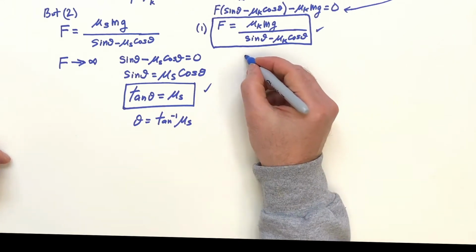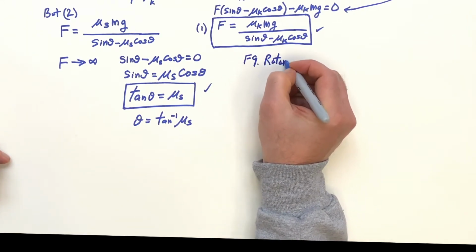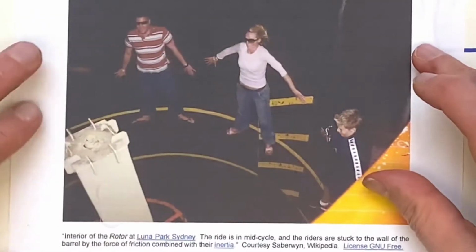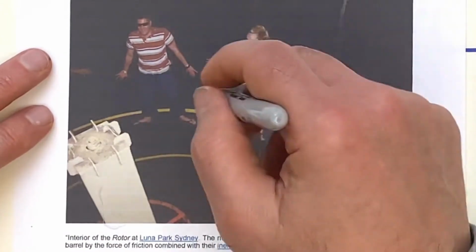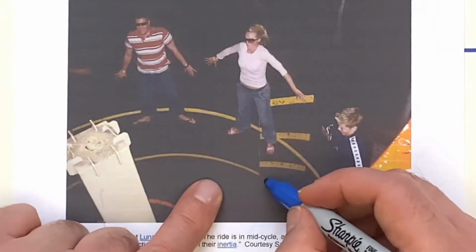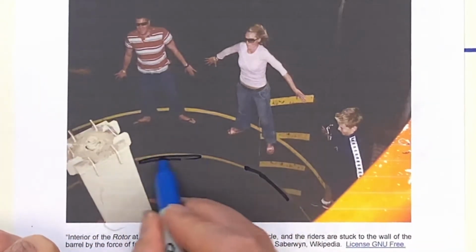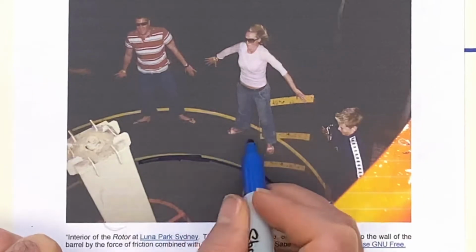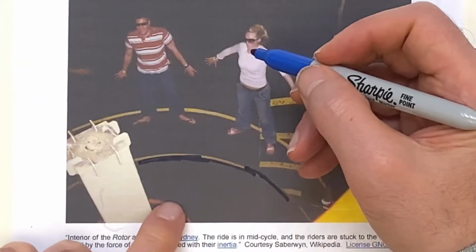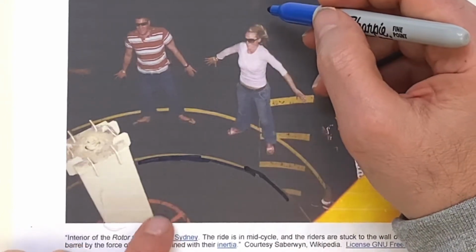Okay, now we come to F9, the rotor. Now the rotor, crazy amusement park thing where you spin around and then here, see the floor is actually down here. This is the floor down here. They're above the floor against the wall. And they're not falling down because there's a frictional force that's holding them up.